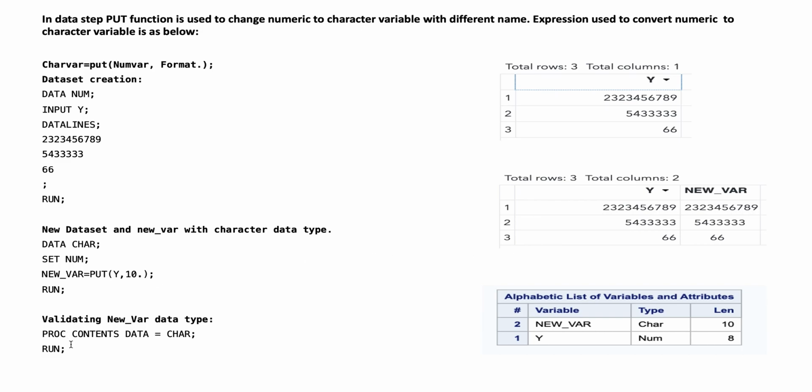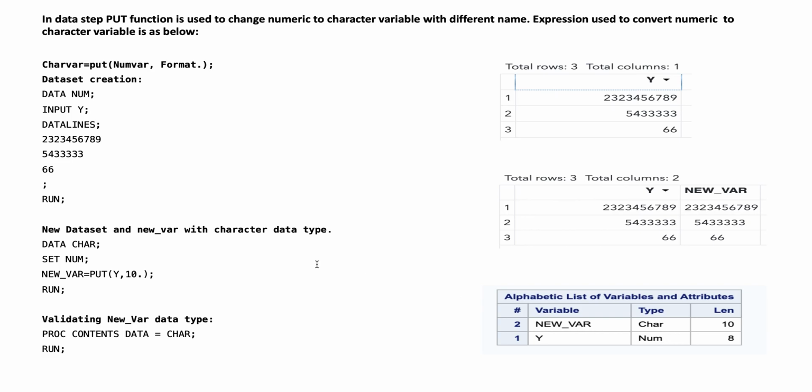Now in the third step, we are trying to validate whether the variable type has changed or not. To check the variable type, we use proc contents. Proc contents data equals char and run. When we run the third set of the code, the result is obtained as shown on the right side, in the third table. That means it has two variables, new var and y, where y is numeric and new var is character, which is expected because we are trying to change numeric to character.